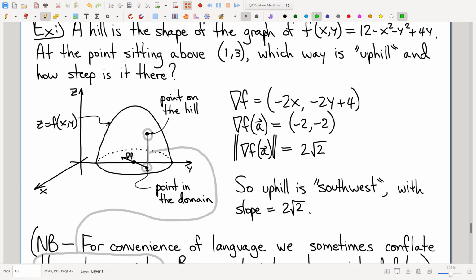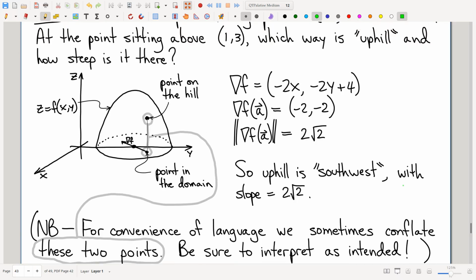Okay. Now, one little annoyance we've got to talk about. We do want to distinguish between this point, 1, 3, and where I actually am on this picture, right? We've got a hill, and golly, look at that. That point's buried way deep underneath the hill. That's not me. I hope it's not me, right? I'm actually way up here standing on the side of the hill.